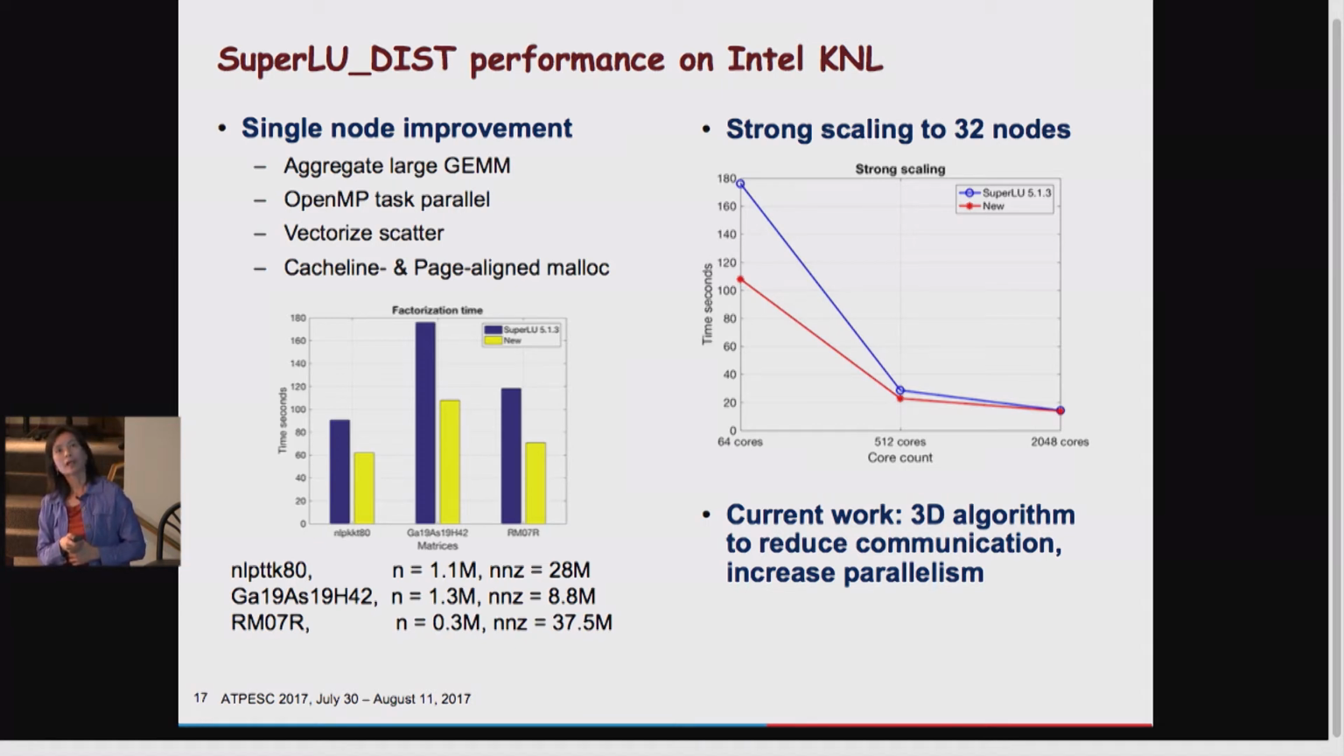And then if you look at the strong scaling up to 32 nodes, you get very good scaling up to a certain point. Then the bottleneck is the communication, the lack of parallelism. So we are doing the 3D algorithm right now to reduce communication. That part of the algorithm is not released yet.